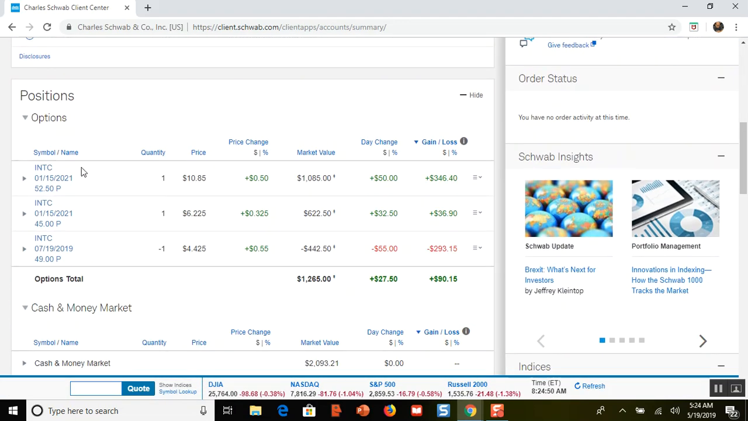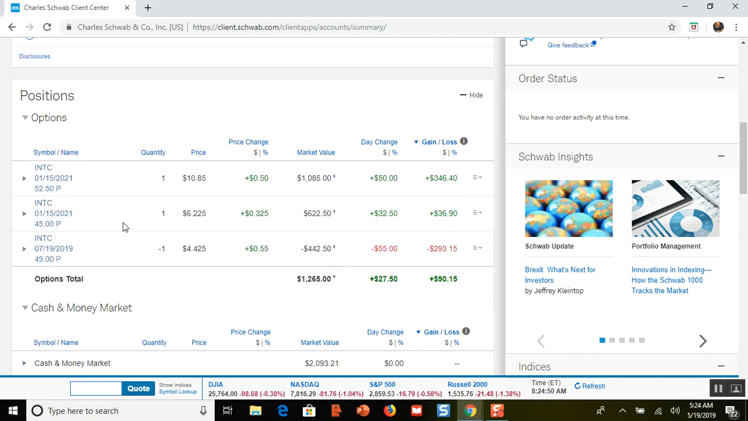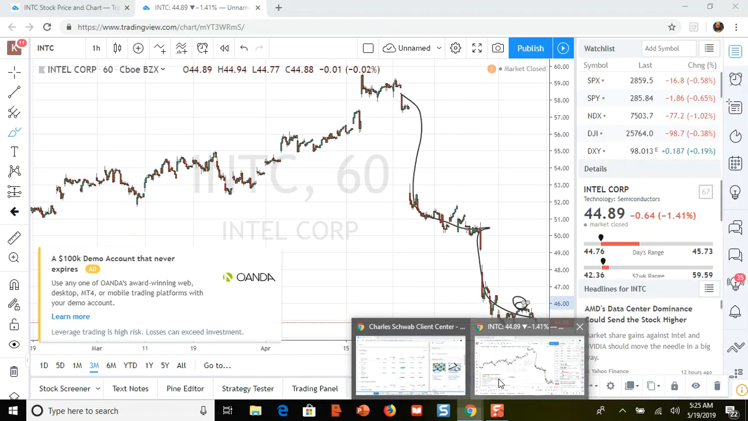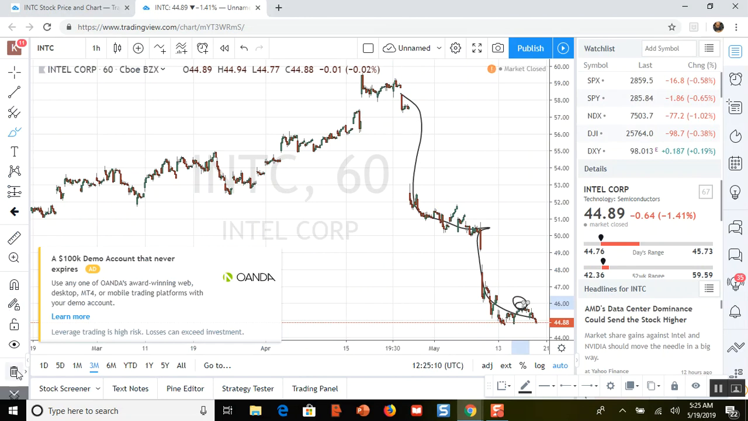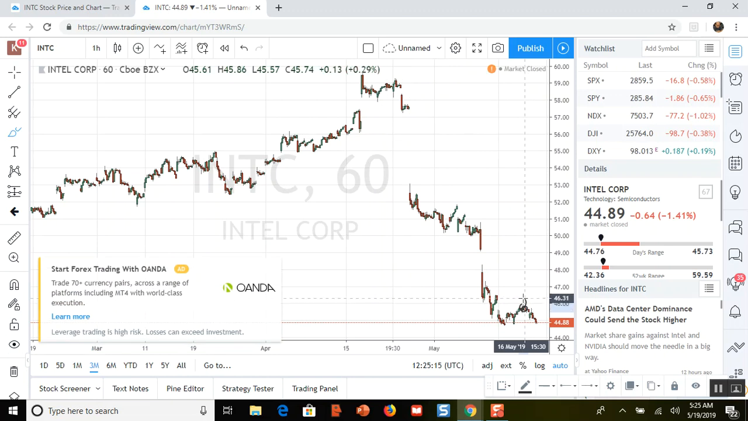Now let's go to my home page and let's take a current look-see at what's going on here. So here's my positions right here. Okay, these are my 3 puts here. And right here is the $45 put that I spent $575 on, and it's up. It's up $50 to $622.50. And the reason why it's up is because Intel keeps dropping. Okay, and it was right around there where I bought it.